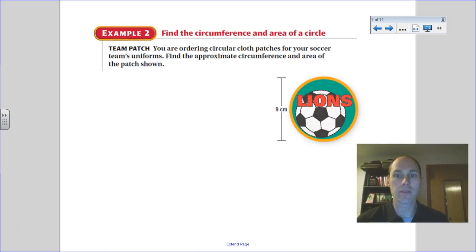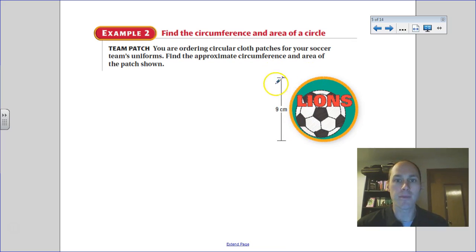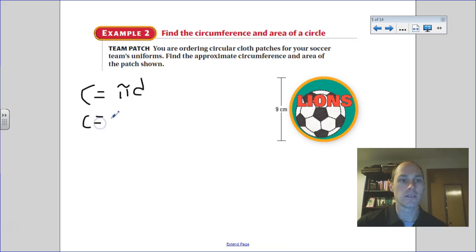Circumference and area of a circle, same thing. We've got its diameter is 9 centimeters, and you're ordering circular cloth patches for your soccer team's uniforms. We want to know the circumference and area of the patch. So circumference, pi times diameter, and we can leave it in terms of pi. I'll just show you how to do that. So pi times 9, we could say that that is 9 pi.